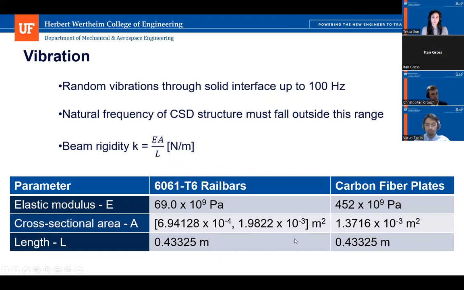The main structural components along the length of the CSD are the aluminum rails, or rail bars, and the carbon fiber outer plates. The rail bars have a non-constant cross-section, and thus the minimum and maximum areas were found to account for both extremes in these calculations. Next slide, please.